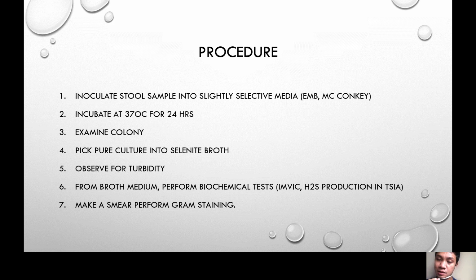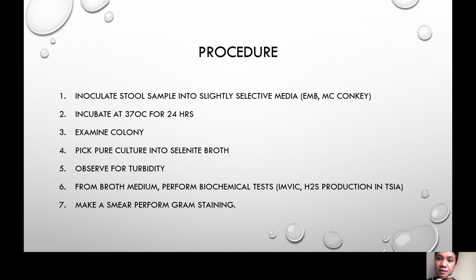Since this one is for the coliform, we're expecting that what's being grown is your gram-negative bacilli, which are your Enterobacteriaceae. So the procedure for that: inoculate your fecal sample into your culture media in the form of your EMB or even your MacConkey agar. Okay, try to perform your streaking. Then try to incubate at 37 degrees Celsius for 24 hours.